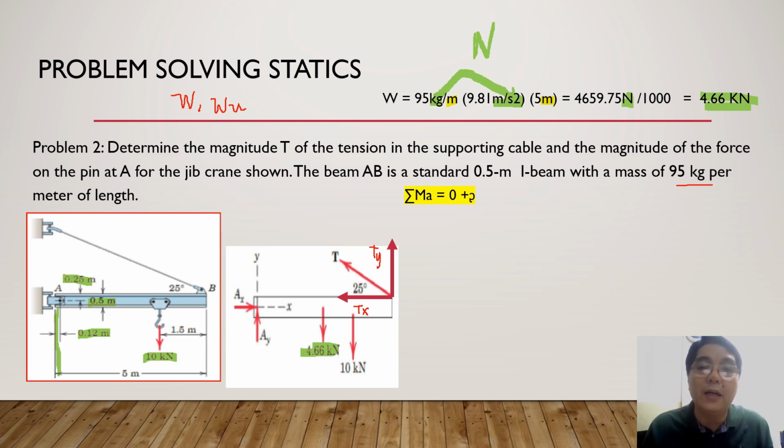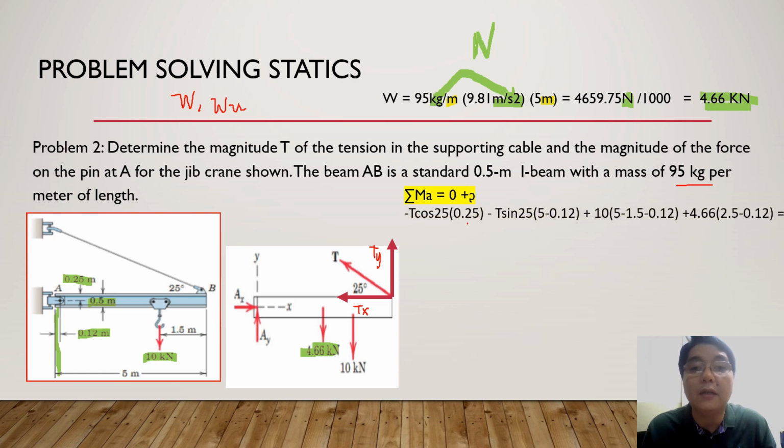Okay, now, we are ready to sum up moments. Unahin na natin yung T dahil yun yung unknown. So, we say here that negative T cosine 25 times 0.25. Ano naman yung istorya niyan? Itong negative thing to, bakit negative? Because yan yung T sub X. Counterclockwise ang ikot, no? Counterclockwise ang ikot, kaya negative. Bakit T cosine 25? Kasi T sub X nga yan, that is adjacent to the given angle.